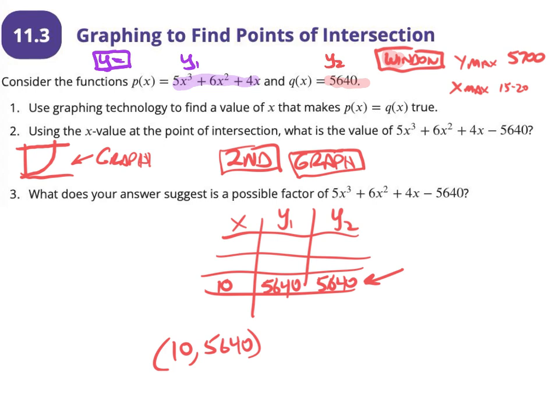And that's all you have to do on a calculator. Put the functions in the Y1 and Y2, hit second graph, and scroll through the X's. You scroll up with the up arrow and down with the down arrow until you see where both Y's have the same value.